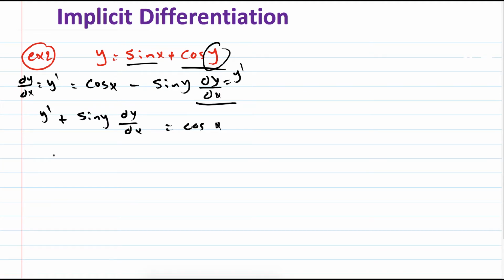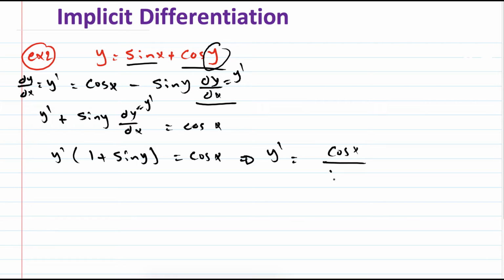Okay, so instead of this dy over dx, I'll just write y prime, and if I take a y prime out, I'll have 1 plus sine of y equaling cosine of x. So from this, I have y prime equal to cosine of x over 1 plus sine of y, or dy over dx actually equals this. That is the implicit differentiation of this equation. Do you see how easy it is?